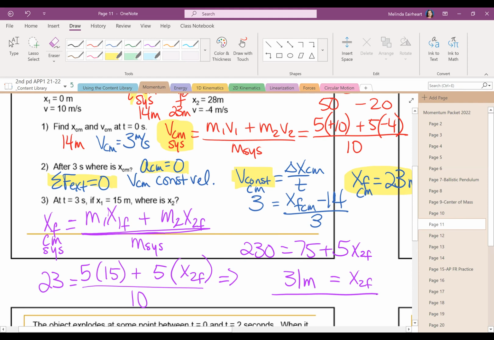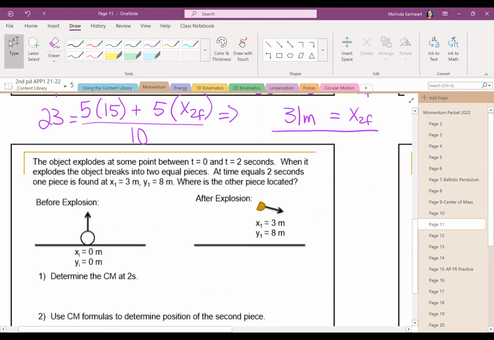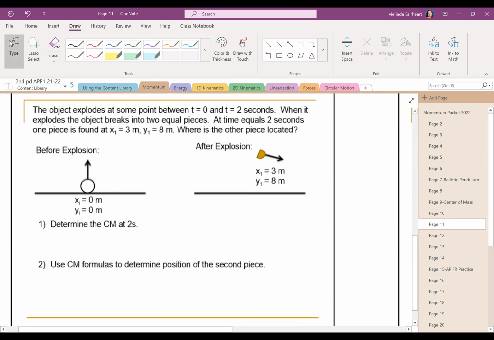Okay, the next one we're going to do is an explosion midair. It's the one just below. We're going to go to that one. It says the object explodes at some point between t=0 and t=2 seconds. So we don't know if it's at 1, 1.5, or something weird like 1.82, right? We don't know exactly when it explodes. When it explodes, it breaks into 2 equal pieces.